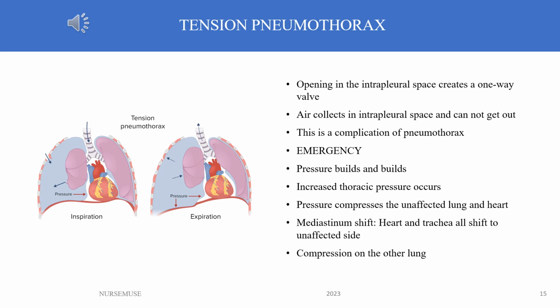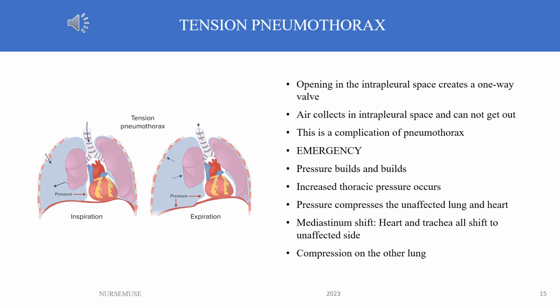A tension pneumothorax. This is an opening in the intrapleural space itself, and it creates a one-way valve. So air collects in that intrapleural space and it cannot get out. So this is an emergency complication of a pneumothorax. Okay, this is an emergency. So the pressure builds and builds. We're going to have increased thoracic pressure, and the pressure compresses the unaffected lung and heart.